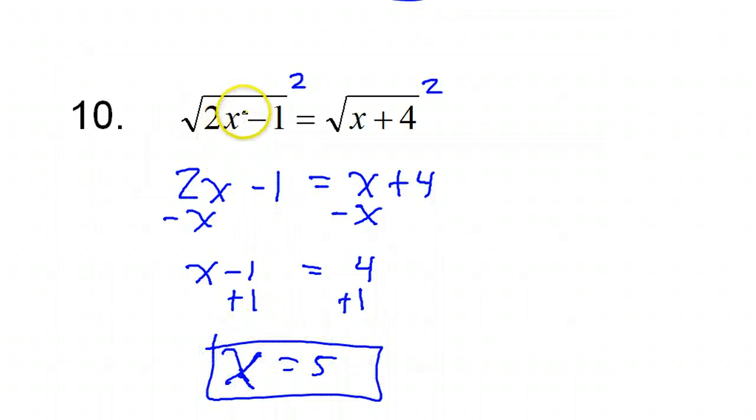Okay, just mentally, if I put 5 in here, I get 5 plus 4 is 9, so that's going to make 3 if I plug it in. Over here, 2 times 5 is 10, minus 1 is 9, square root is 3 again. So it does check out. That's the answer to number 10.